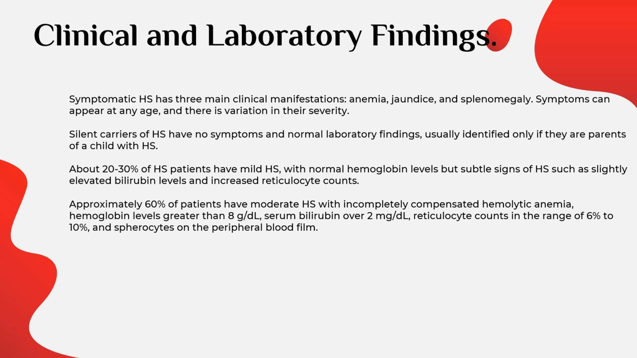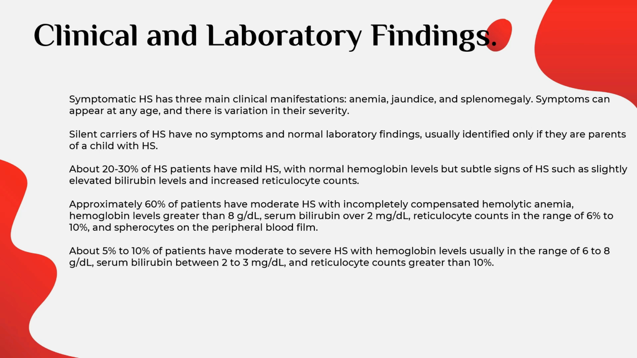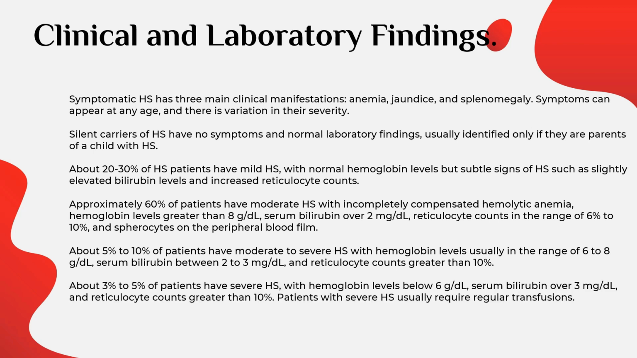Approximately 60% of patients have moderate hereditary spherocytosis with incompletely compensated hemolytic anemia, hemoglobin levels greater than 8 grams per deciliter, serum bilirubin over 2 mg per deciliter, reticulocyte counts in the range of 6% to 10%, and spherocytes on the peripheral blood film. About 5% to 10% of patients have moderate to severe hereditary spherocytosis with hemoglobin levels usually in the range of 6 to 8 grams per deciliter, serum bilirubin between 2 to 3 mg per deciliter, and reticulocyte counts greater than 10%.